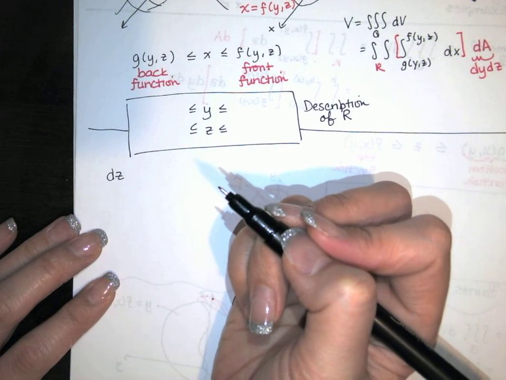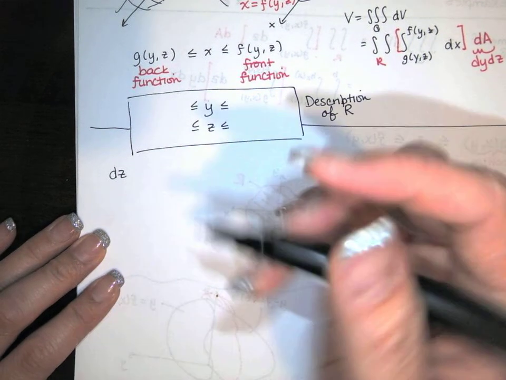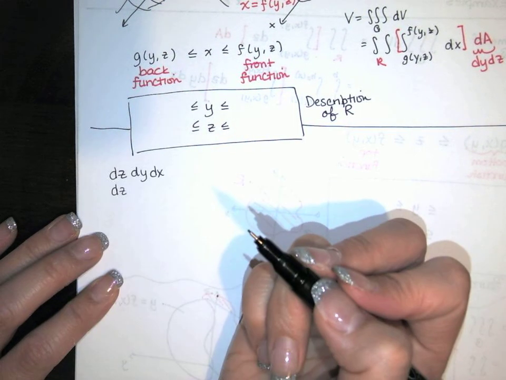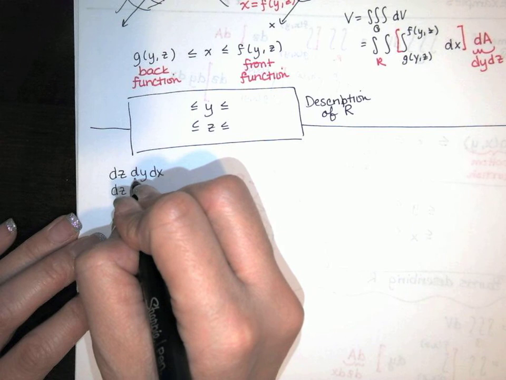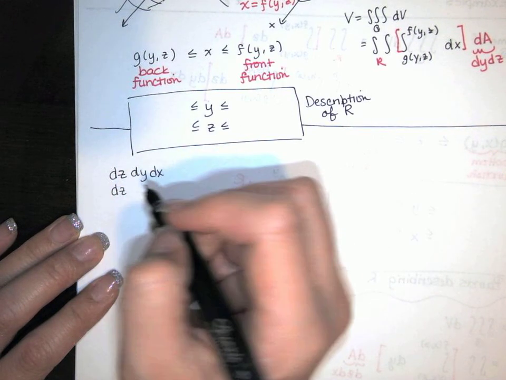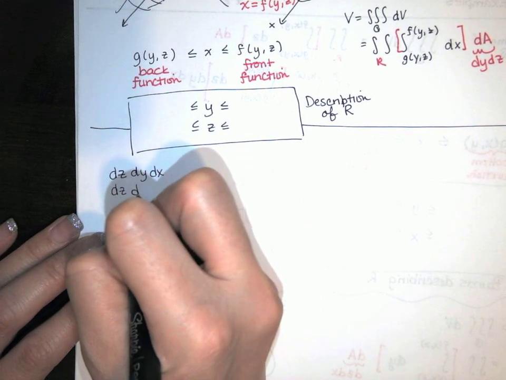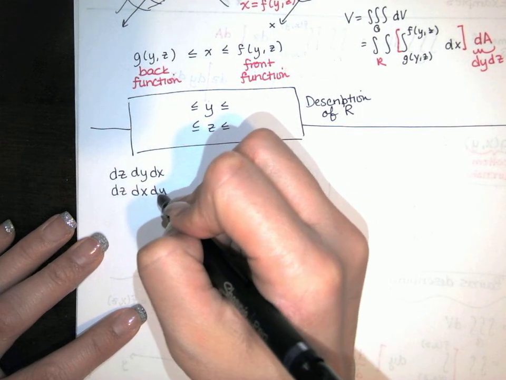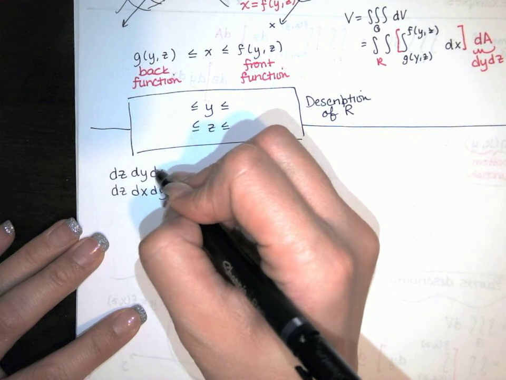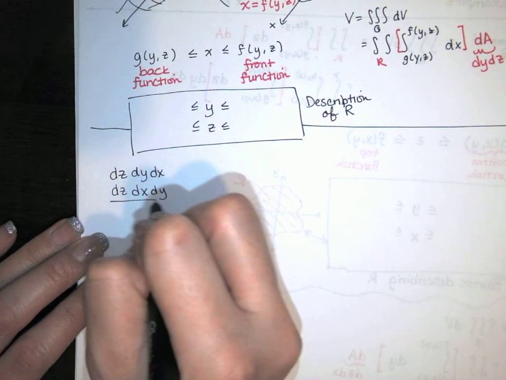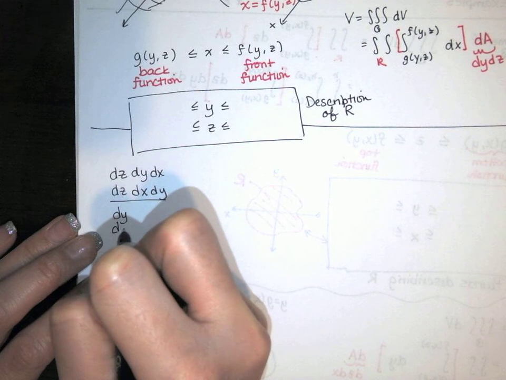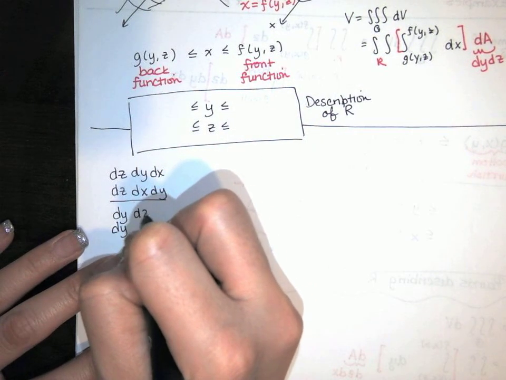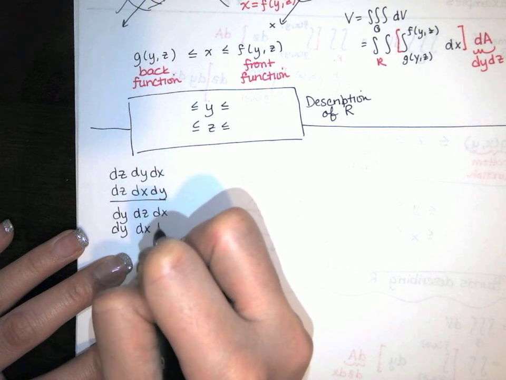You could integrate with respect to z first. So z goes from a bottom function to a top function. And then we describe our projection onto the xy plane as a dy dx projection, I guess. Or we could do dx dy. So the variable on the outside goes from a constant to a constant, and the inner one goes from a function of the other variable to a function of the other variable. Or we said y could go from a left function to a right function, and then we could integrate with respect to z and then x, or x and then z.